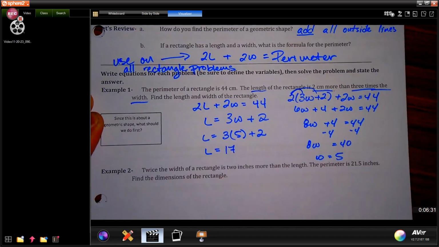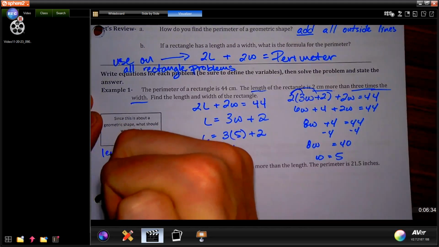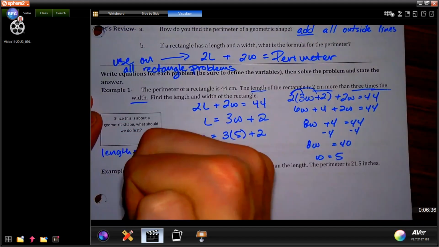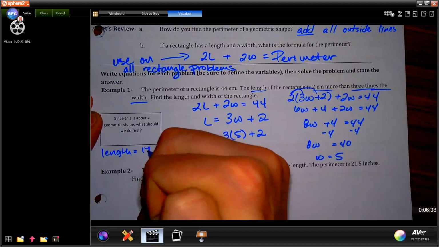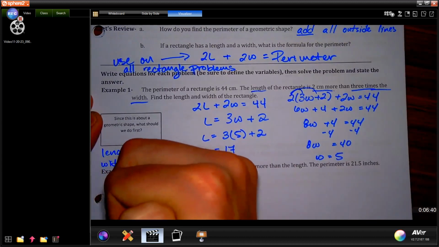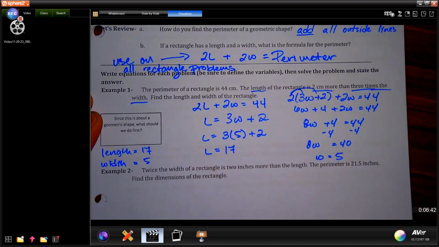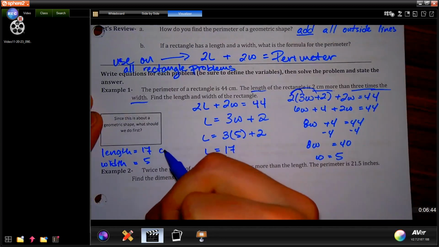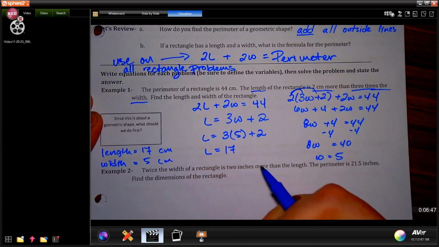Okay, so my answer will be length equals 17, width equals 5. Okay, and that's going to be centimeters for both of them because we are measuring in centimeters. Okay, so that's your answer right there.